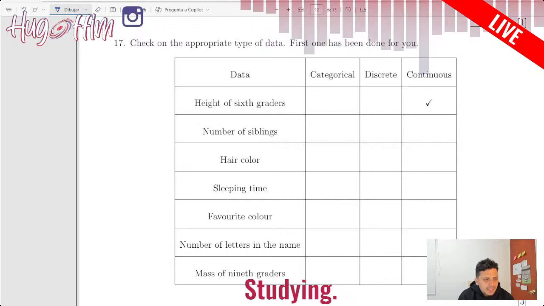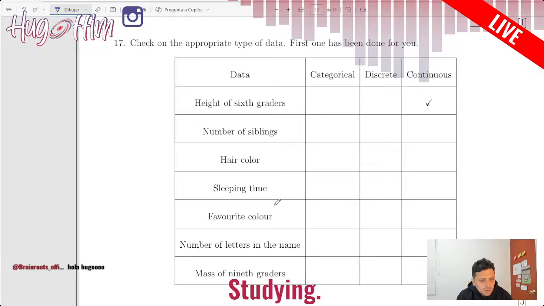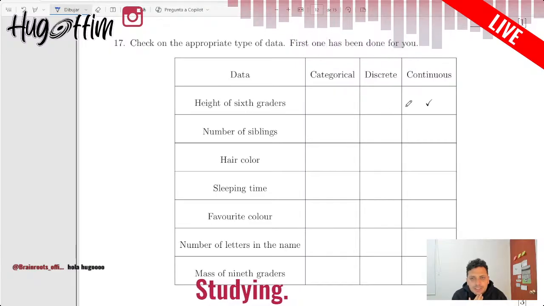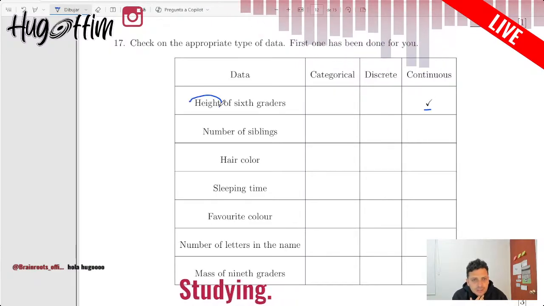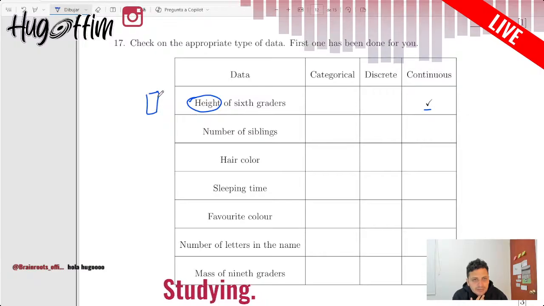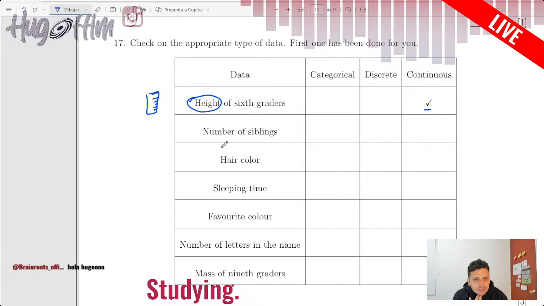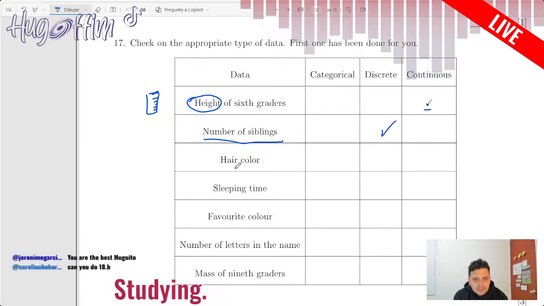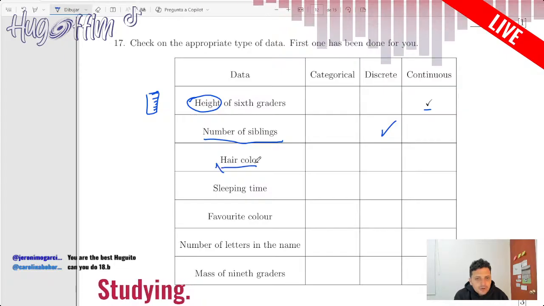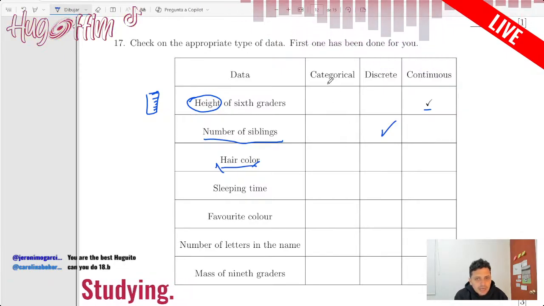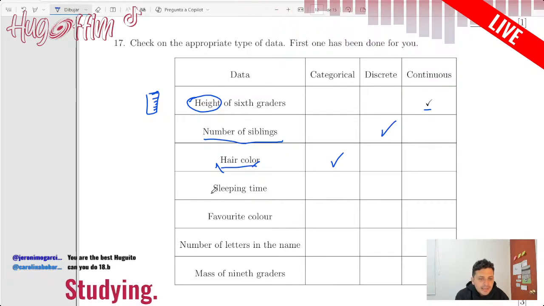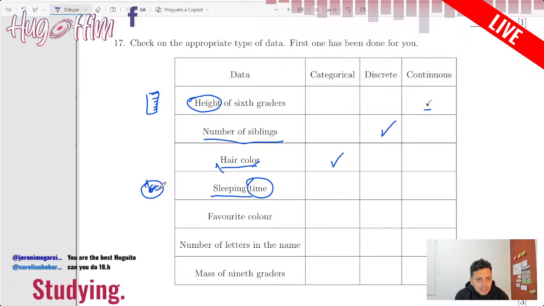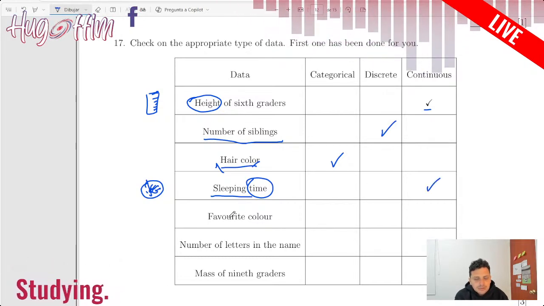Check on the appropriate type of data. First one has been done for you. Height of 6th graders is continuous. Yes, it's continuous because height is a measurement. You need to take a ruler or a metric tape and measure. Number of siblings, you count the number of siblings, so it's going to be discrete. Hair color, the answers are going to be colors, and color is a category, so categorical. Sleeping time, time is something that you measure. You need to take a stopwatch and measure the time, so it's going to be continuous.